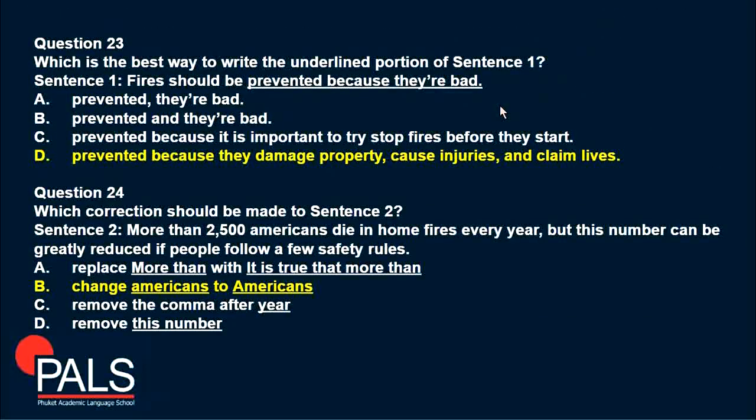Let's proceed. Question number 23, the answer is letter D. Why? Because this choice includes specific details and reasons. If you have an option that provides you with a lot of details and reasons, then choose that option. Okay? Now, 24, the answer is letter B. Americans is a proper noun and it should be capitalized. So it's a nationality. So all nationalities should be capitalized. That's a capitalization rule that you should keep in mind.